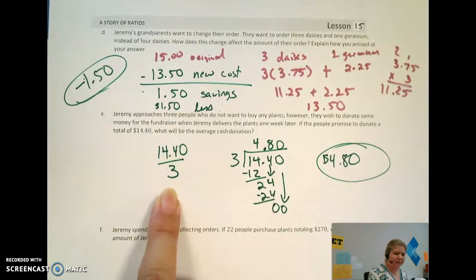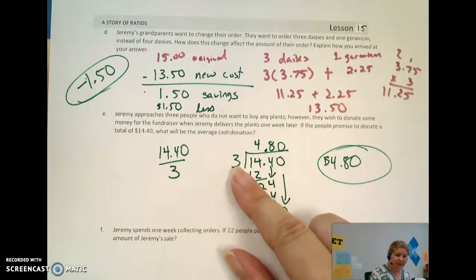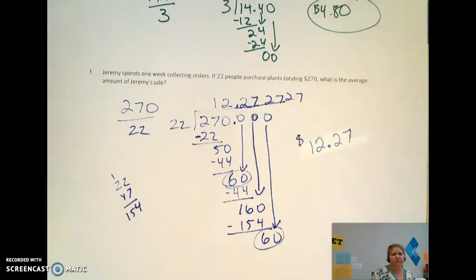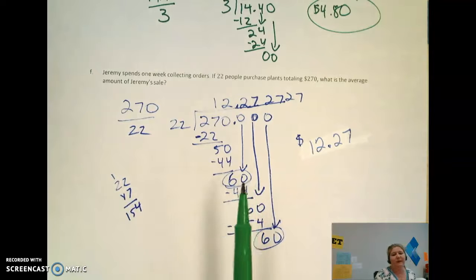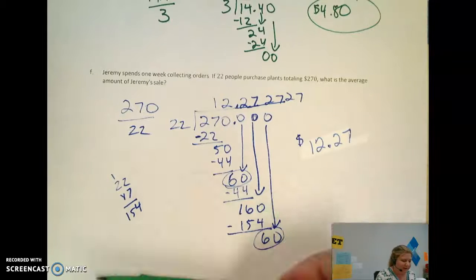So here for this question, you should have come up with 1440 divided by 3. Let's have some work for that, and $4.80 per person. And here's my work for the last problem. I want to point out that you can tell, because of what I have for my side work, that I didn't use a calculator. You can tell just by looking at this page that I worked it out in this manner.